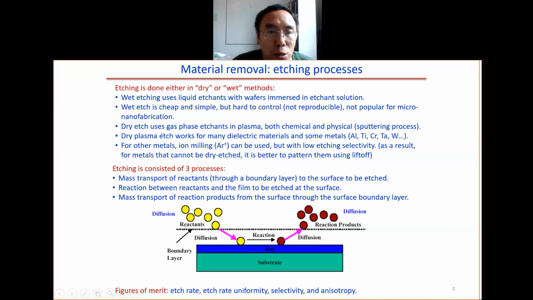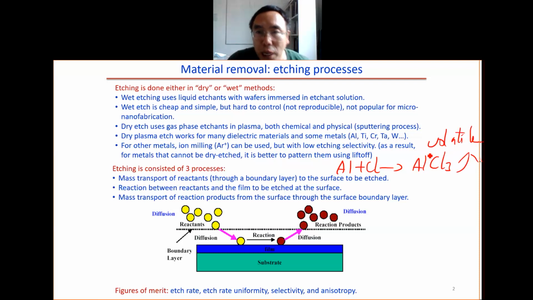For the dry etch, we use gas phase etchant in the plasma. There is both a chemical and a physical etching process. The physical is the same as the sputtering process as we have seen in the sputter deposition. The dry etch works for many dielectric materials and some metals. For example, when we have aluminum, we can use chlorine gas to form aluminum chloride. This one is volatile.